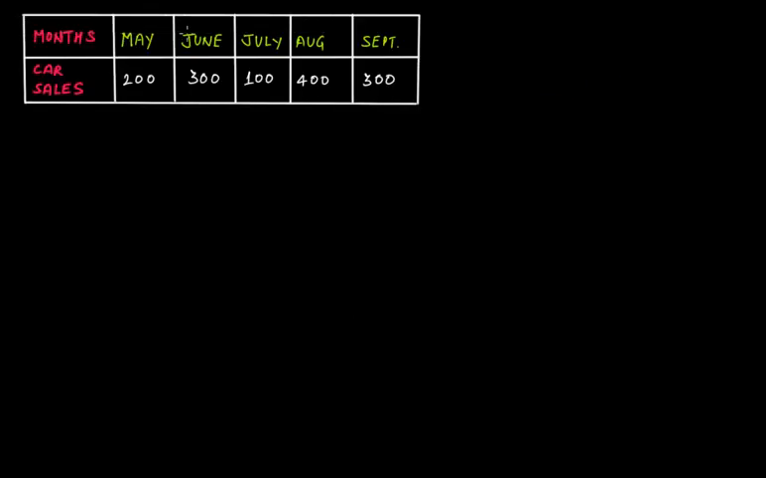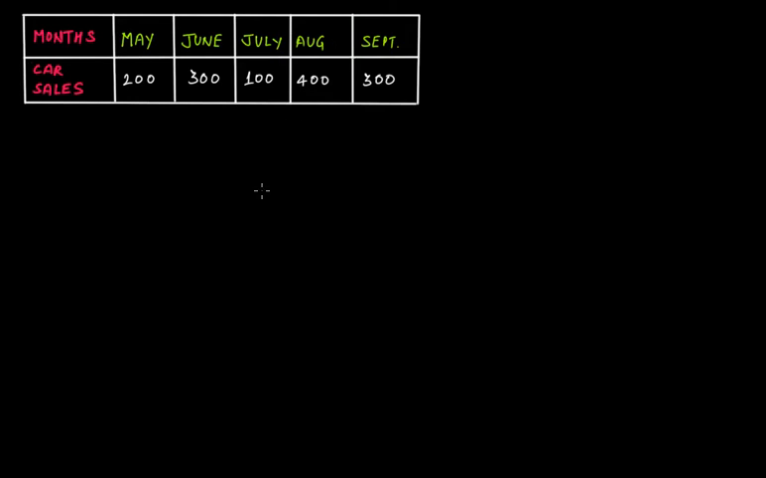So here we have this table that shows months: May, June, July, August, September, and the car sales in each of these months. That is, in May it's 200, in June 300, in July 100, in August 400, in September it's 300. If we have to show this information to our readers using a bar graph, then how will we do this? Let's take the bar graph and let me explain to you. So I have to show that in the months of May, June, July, August, September, what were the car sales?